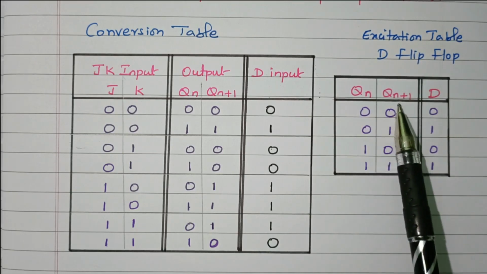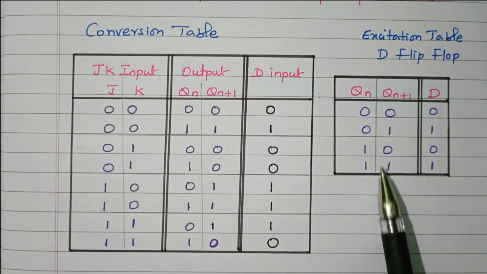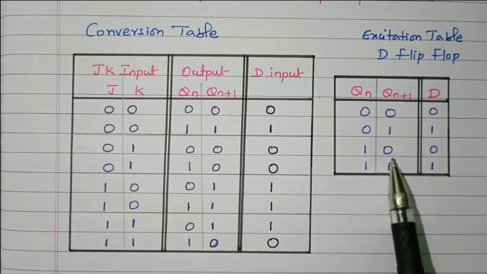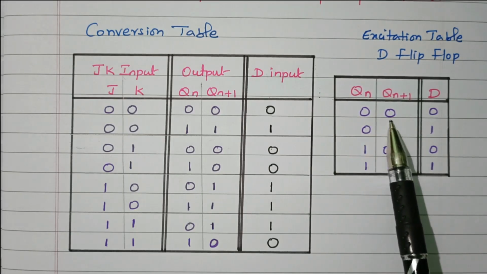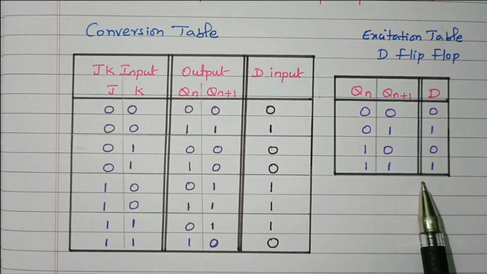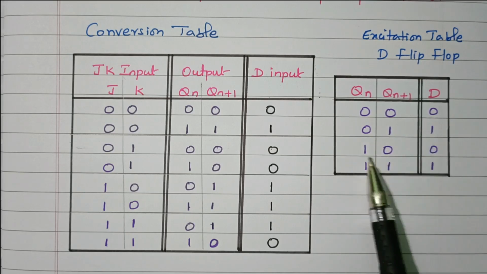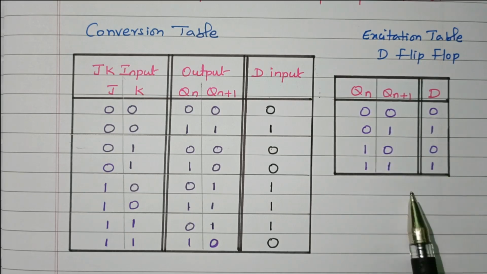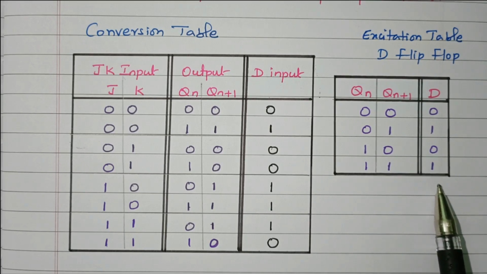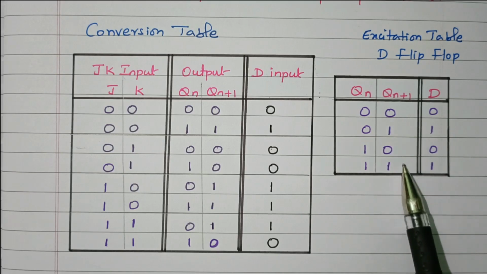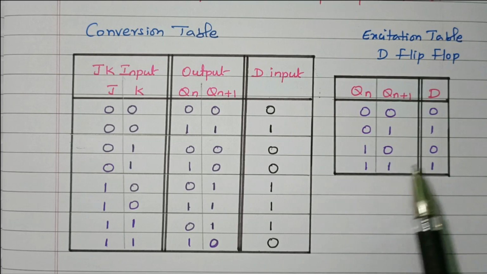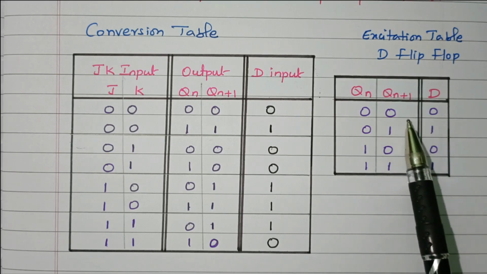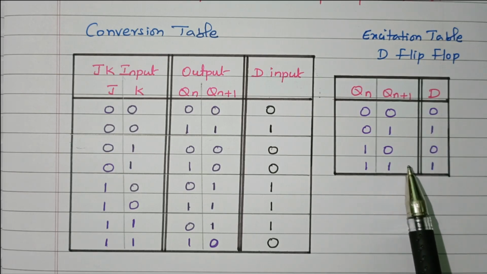So Qn, Qn plus 1, 2 variables, 4 combinations: 0, 0, 0, 1, 1, 0, 1, 1. For present state 0, next state also 0, the D input is 0. 0, 1 means 1. 1, 0 means 0. 1, 1 means 1. What is the nature of the D flip-flop? The input we are giving will be reflected as the next state of the flip-flop. It will not bother about the present state. The input we are giving is available as the output. That is the nature of the flip-flop.